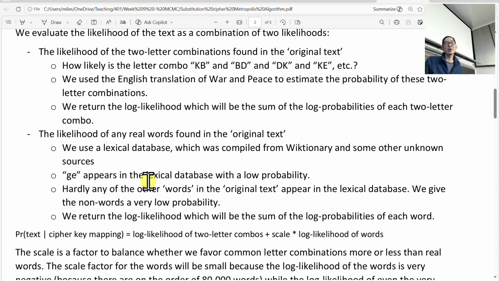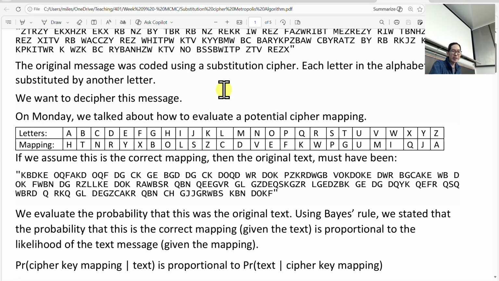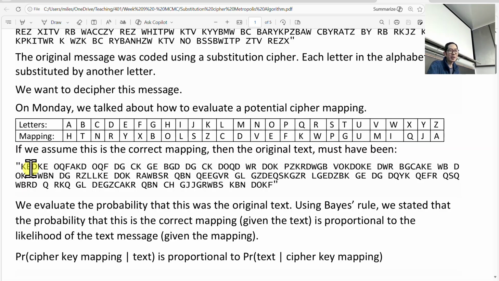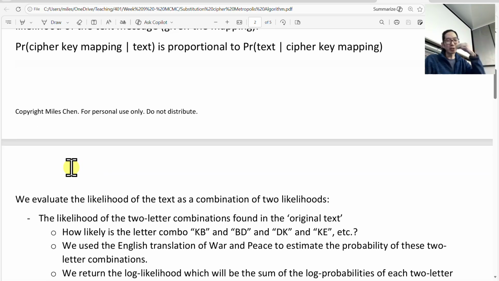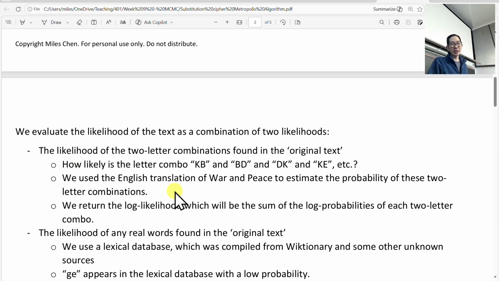But when we tried our first thing, we see KB and we go, how many words have a KB next to each other? I don't think that many, right? How many words have a B and a D next to each other, or how many words have a D and a K next to each other? Not that many words, maybe some words. And other letter combinations, a Q followed by an F, that doesn't seem like it happens organically in English very often. So we're going to give low probability scores to these things. We're going to figure this out.